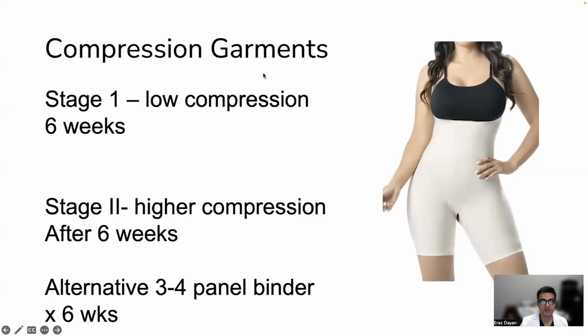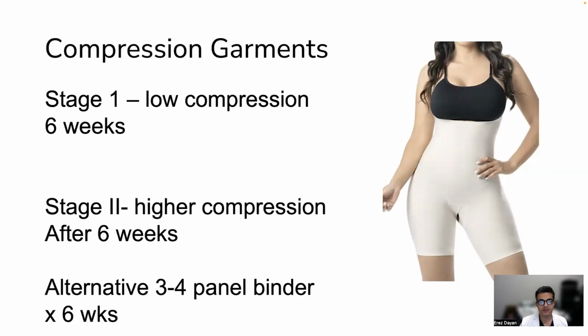But for compression garments, there's two phases of compression. There's what we call phase 1 and phase 2, or stage 1 and stage 2. In stage one, ideally you want a little bit of a lower compression so you're not suffocating the subdermal lymphatic channels. And you want that for about a month and a half. And then that can be followed by stage two or higher compression.